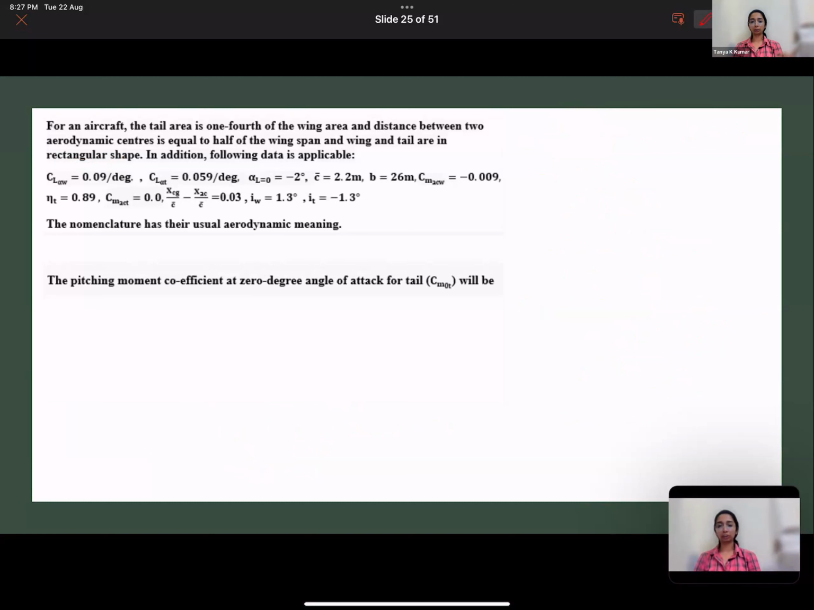Pitching moment coefficient at 0 degree angle of attack for tail, the tail contribution towards Cm naught tail. What is the formula? I'll give you a moment to recall it. Initially, we did the Cm naught contribution of the wing. Now it is the Cm naught contribution of the tail. What is it? Okay. So this is the formula. Can you try and do it now? I'll give you a few minutes to try and solve it.